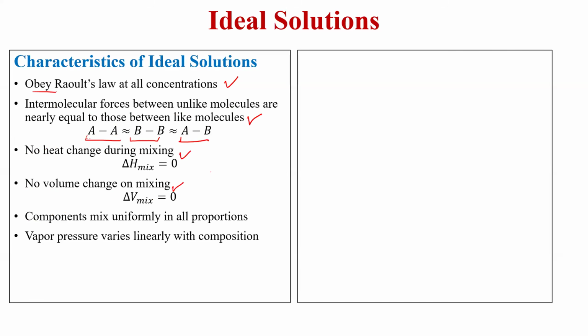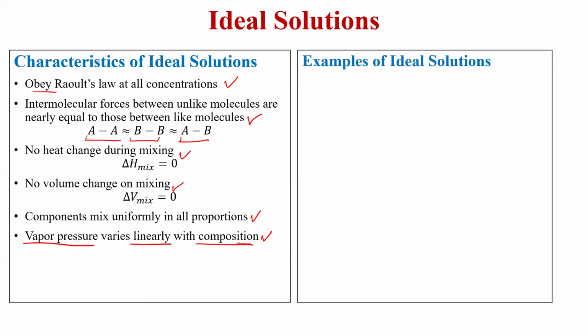Which means if you have 40 of A and 40 of B, the total becomes 80. There's no change in the volume. The total volume is equal to the sum of the individual volumes. Then components mix uniformly in all proportions. And finally, the vapor pressure varies linearly with composition. This is going to help us even when we are looking at the diagrams representing the ideal solution, where we're saying that the vapor pressure is varying linearly with the composition.